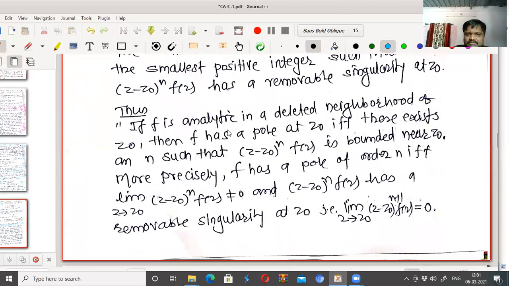Thus, if f of z is analytic in a deleted neighborhood of z0, then f has a pole at z0 if and only if there exists an n such that z minus z0 to the power n f of z is bounded near z0. More precisely, f has a pole of order n if and only if this limit is not equal to 0 and z minus z0 to the power n f of z has a removable singularity at z0. That is, limit as z tends to z0. If I multiply by z minus z0, then it should be equal to 0. Okay.